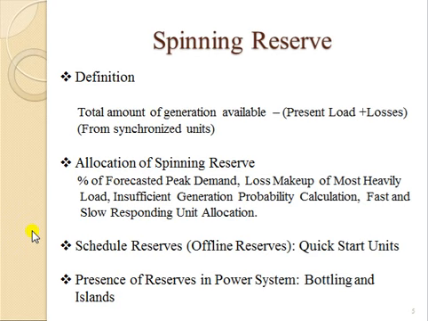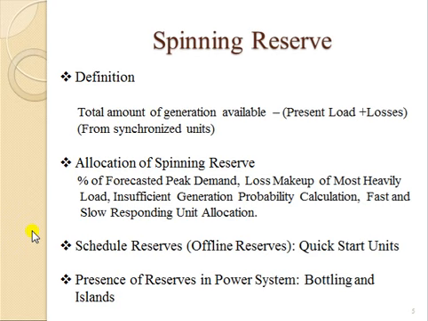Last but not the least, how to spread the spinning reserve throughout the system. And the concept is, you have to consider two concepts. One is bottling, which is transmission line congestion, as well as islands. So what is transmission line congestion or bottling?